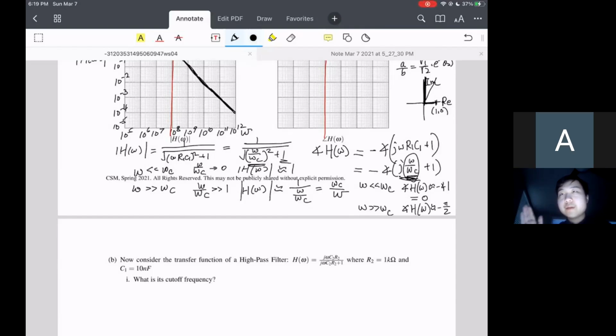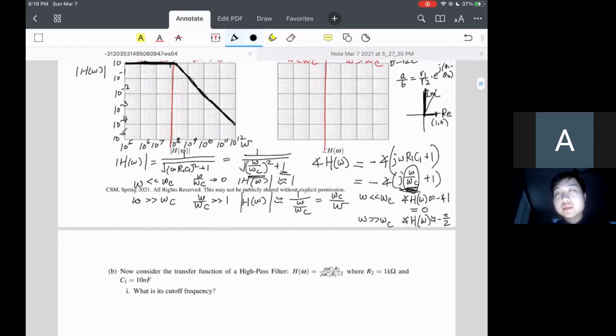So as we explained, as omega tends to infinity, the complex number j times omega over omega c plus 1 just tends to j times omega over omega c. Okay, so that is entirely on the imaginary axis, and its phase will be pi over 2. Since we have a negative sign in front, the corresponding phase of the transfer function will then just tend to negative pi over 2.